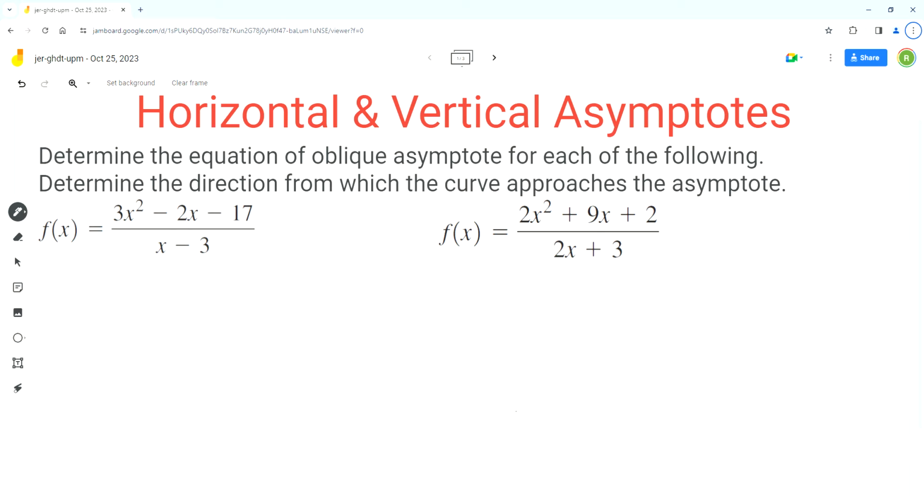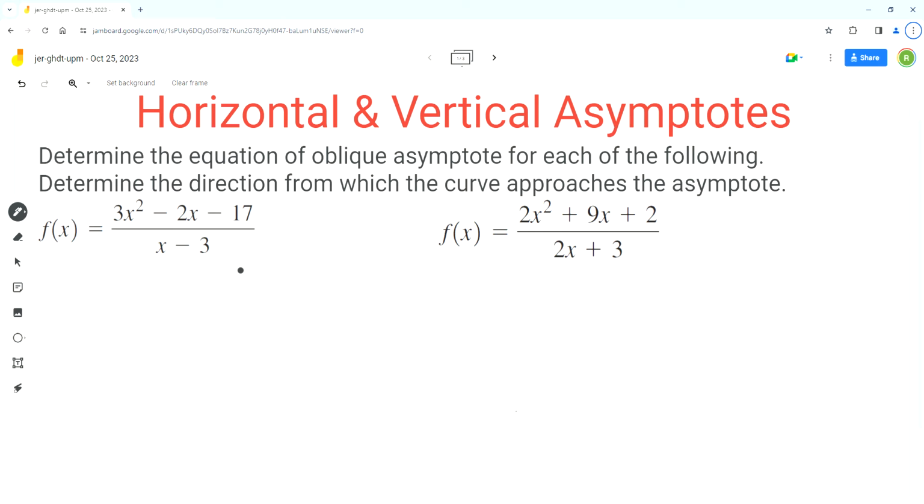So in this video, we'll use the concepts of oblique asymptotes to solve this problem. As per the problem, determine the equation of the oblique asymptote for each of the following. Determine the direction from which the curve approaches the asymptote. So let's start by finding the equation of the oblique asymptote. We'll start with the function on the left side.